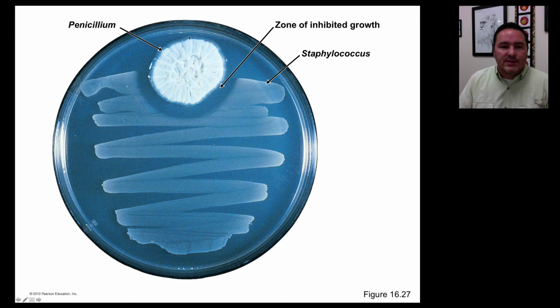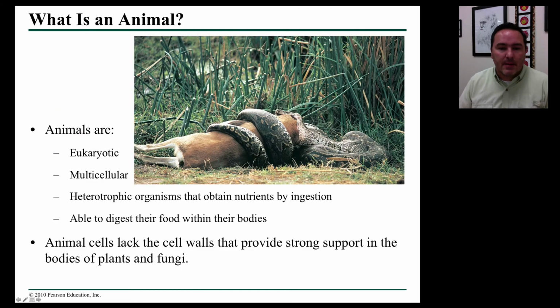Fungi have also been an important part in the biomedical field, when it was discovered that this particular fungus right here, Penicillium, had the ability to fight off certain types of bacteria. So here's a Staphylococcus bacteria. This is the type of bacteria that causes staph infections. And it shows that the Penicillium here can inhibit the growth of this bacteria. And so now many of our antibiotics, of course, are derived from fungi.